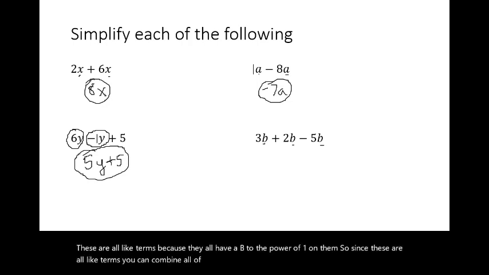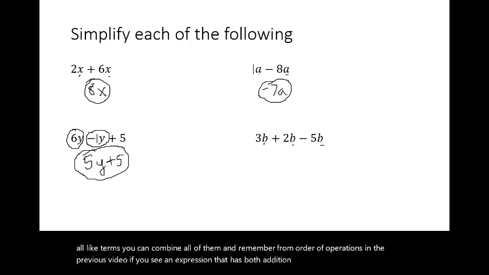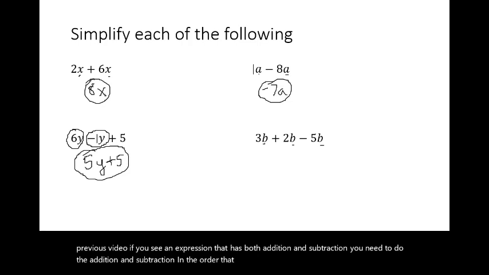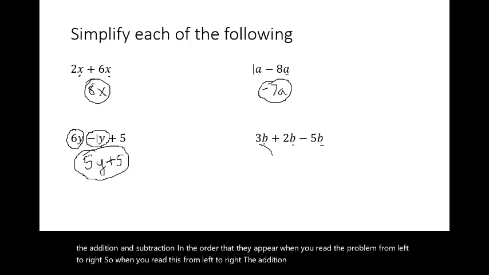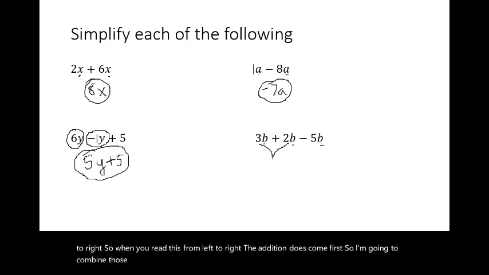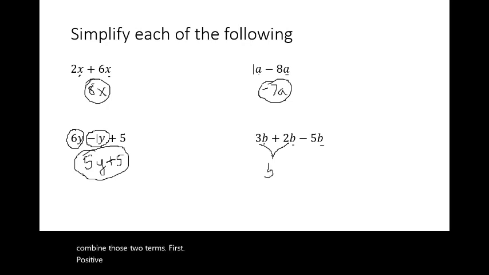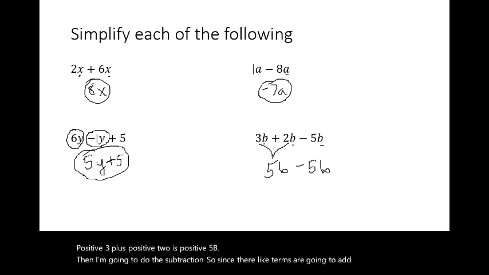And remember, from order of operations in the previous video, if you see an expression that has both addition and subtraction, you need to do the addition and subtraction in the order that they appear when you read the problem from left to right. So when you read this from left to right, the addition does come first. So I'm going to combine those two terms first. Positive 3 plus positive 2 is positive 5b. Then I'm going to do the subtraction. So since they're like terms, I'm going to add the numbers in front. 5 minus 5 is 0.